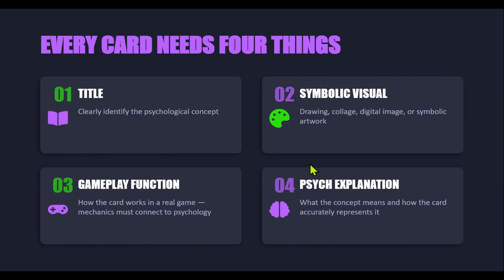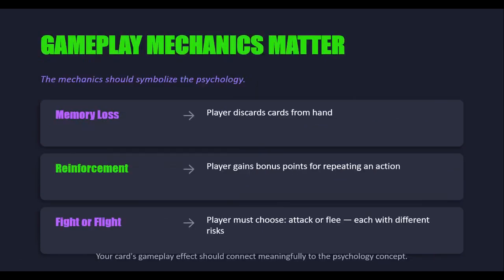The third thing is going to be the gameplay function of it. This is going to be one of the most important parts of the assignment. You need to explain how the card would work in the actual functioning of the game. The gameplay effect should connect in a meaningful way to the psychological concept itself. For example, if your card is about memory loss, then maybe when you play it, your opponent is forced to lose some of his cards.